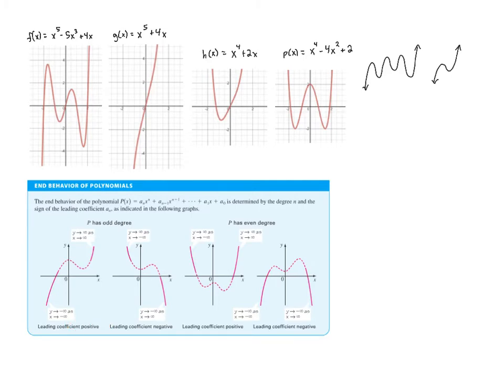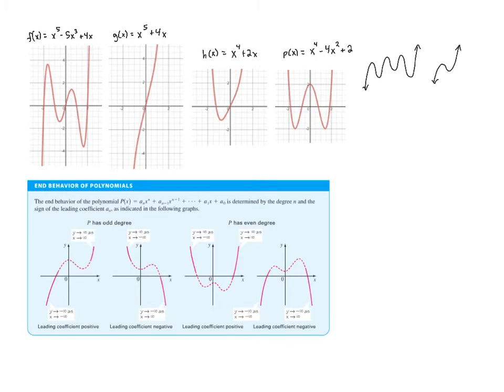If we have a negative leading coefficient, if either of these x to the fifths were negative, then it's going to be going up to the left and down to the right. If we have an even degree, it's either going to be going up in both directions or down in both directions. If the leading coefficient is positive, like these examples up here, it's going up in both directions. And if it's negative, then it's going to be going down in both directions.